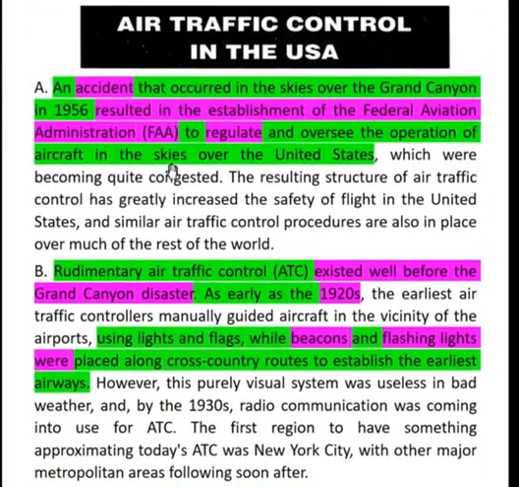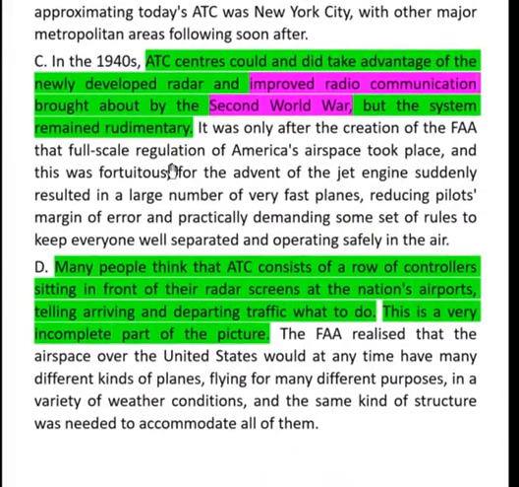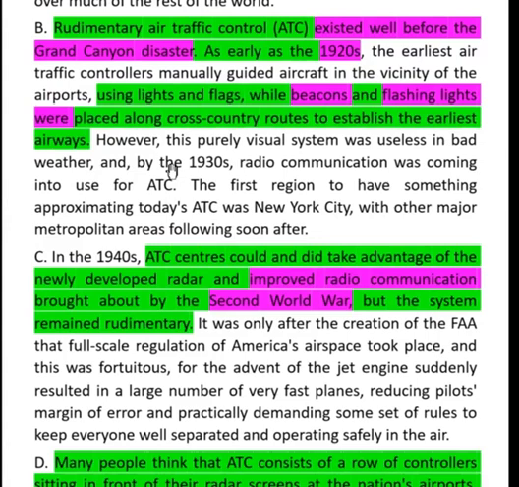In the 1940s, ATC centers could take advantage of the newly developed radar and improved radio communication brought about by the Second World War. We have seen the three key items that we're supposed to look for from the statements in the question. Number one is improvement. We have seen something like improved here. Number two is radio communication is here. We also found out that there is Second World War here in the paragraph, but the way it's written in the statement is different.